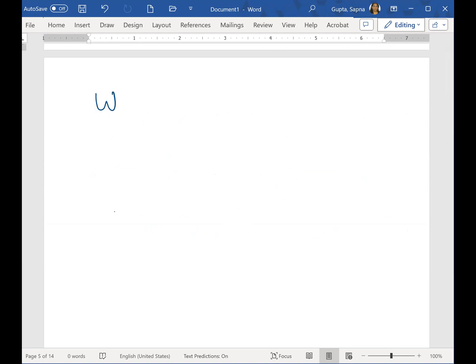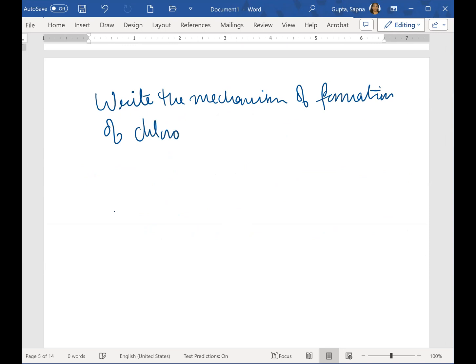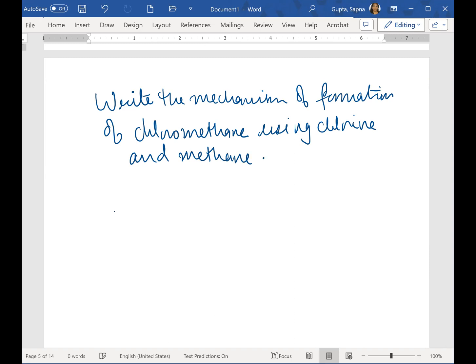Okay, so here is the question. Write the mechanism of formation of chloromethane, of course, using chlorine and methane. Very typical question. I think this is what I have for you in the study sheet also.